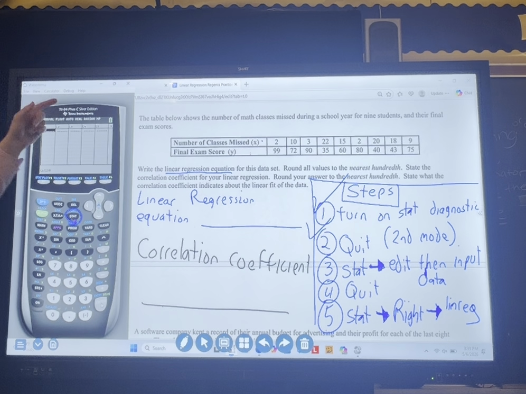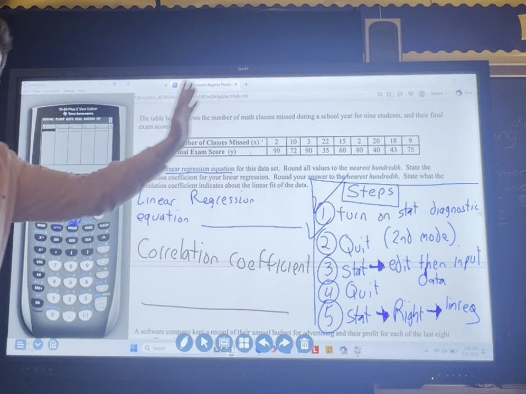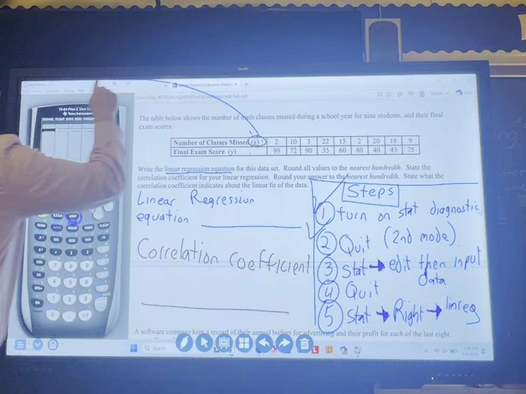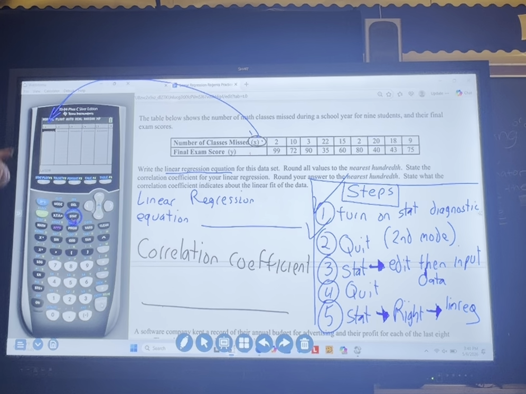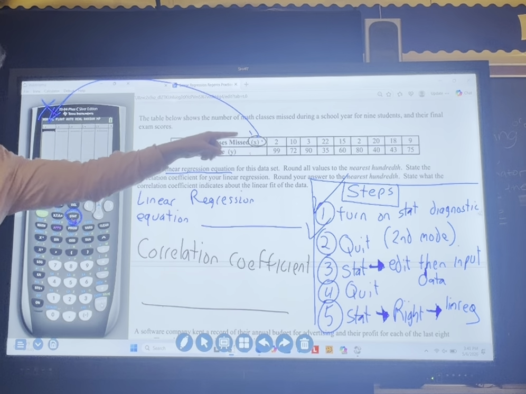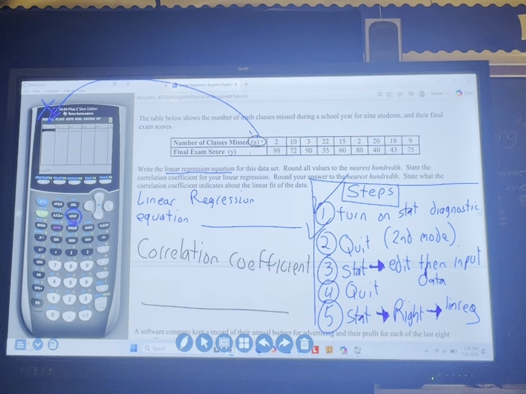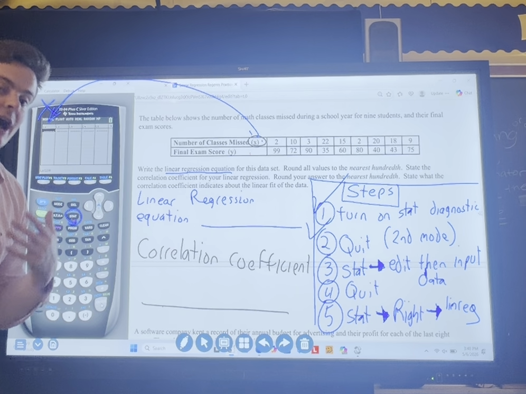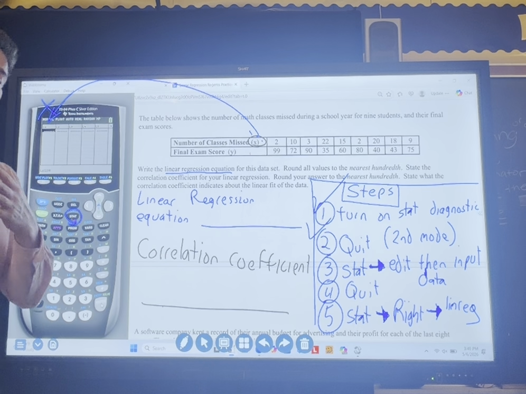It brings me to all these tables, L1, L2, whatever. I'm going to take all the data it gives me, all of the X data, and put that into L1. X is my L1. So I'm going to type all the data very carefully. If you mess one of them up, your entire data is wrong. I can't stress that enough.